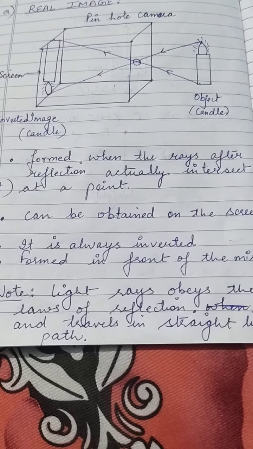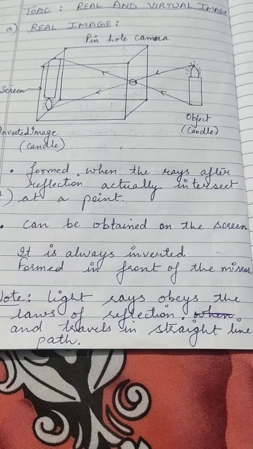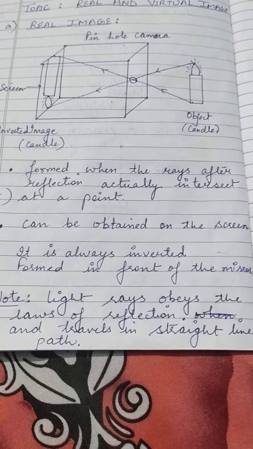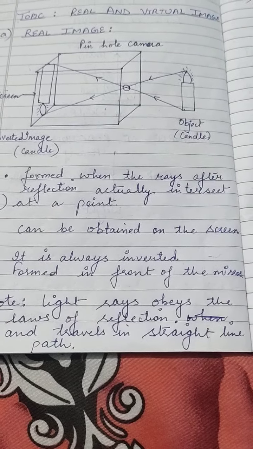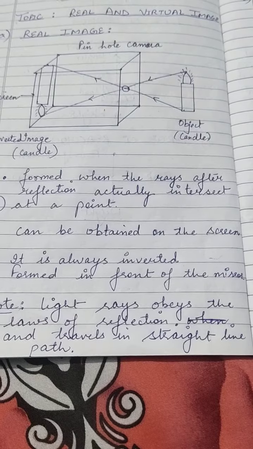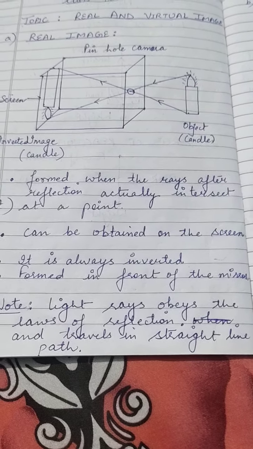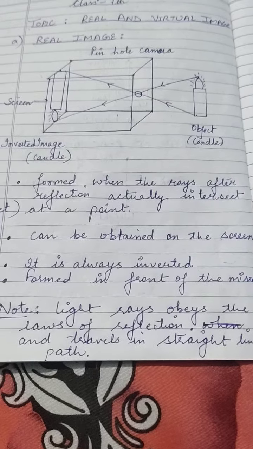So notice there that the light rays obey the laws of reflection and travel in a straight line path. So beta, one mistake maximum of you are doing, that is you are bending the reflected rays, but it should not be done so because the light always travels in a straight line path.